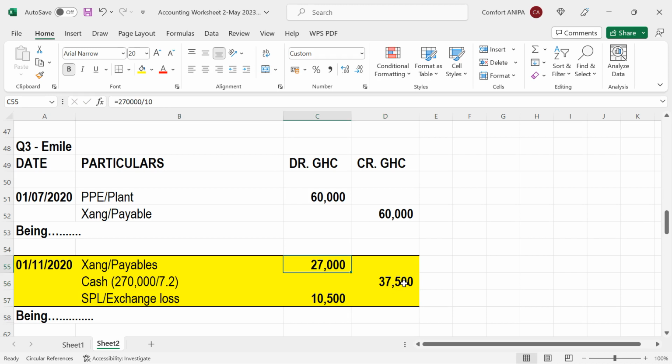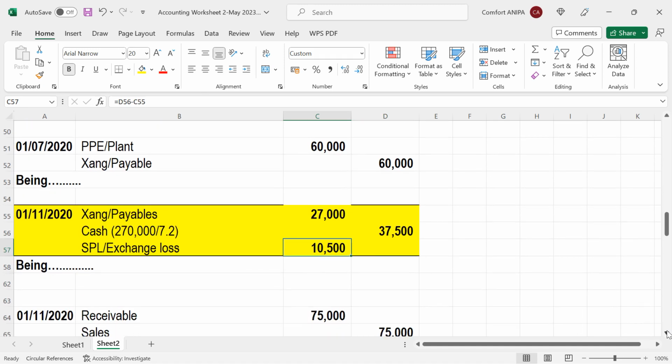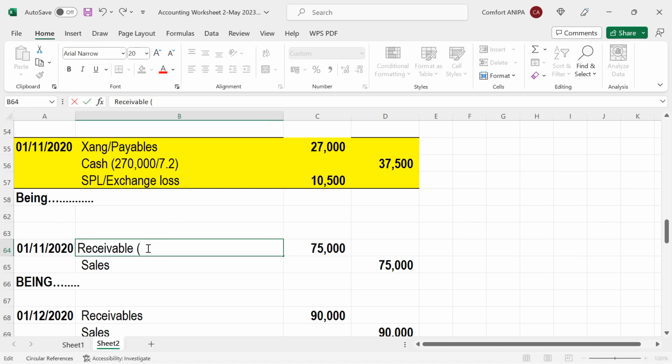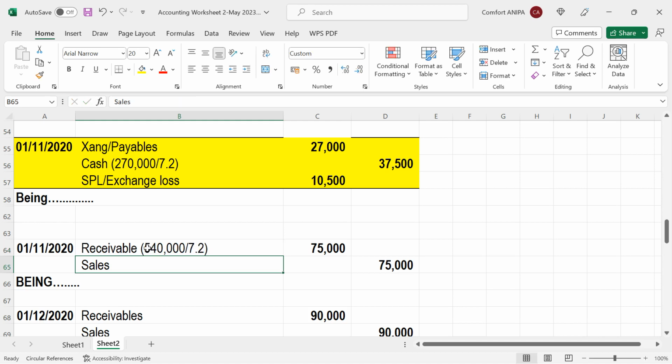Because that payment we are making came into the books at 10, 270,000 at 10, we compare it with the payment we have made, 270,000 at 7.2, and therefore we have an exchange loss. We were supposed to be paying 27,000, but we ended up paying 37,500. So we have an exchange loss, and we debit it to profit or loss. Then the next transaction was the export. We made sales of 540,000, and that is 540,000 at the rate of 7.2, which gives you the 75,000.